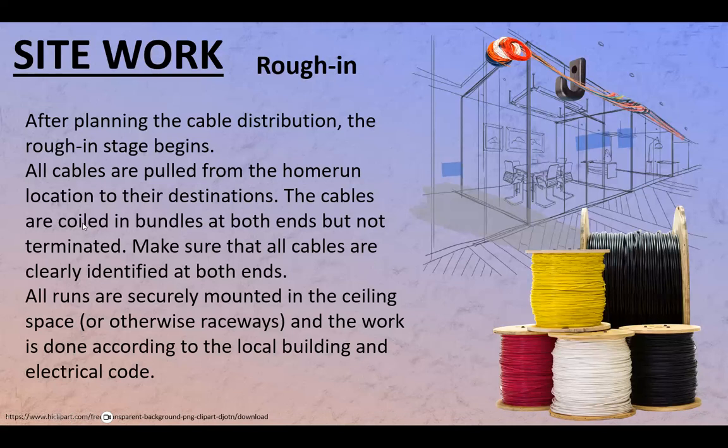What do they write here? The cables are coiled in bundles at both ends, but not terminated. This is just a rough end. You pull them into location and you leave them. You pull them, and at the other side, you just coil them up. So basically, wire pulling.